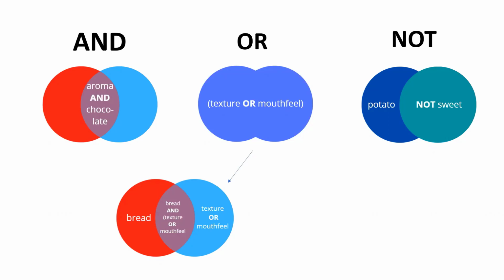So in that case, we'll get records that all will have bread in them because we're stipulating that we need bread in them. But some of them might have texture, some of them might have mouthfeel, and some of them might have bread and texture and mouthfeel. So we're saying that whichever way we want to, either of these words representing the concept for texture or mouthfeel is fine, as long as it also has bread.